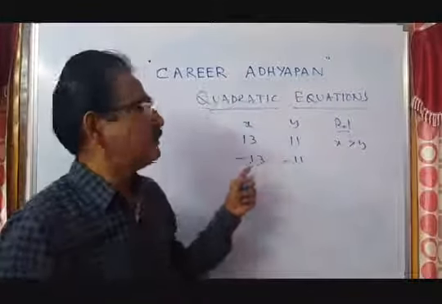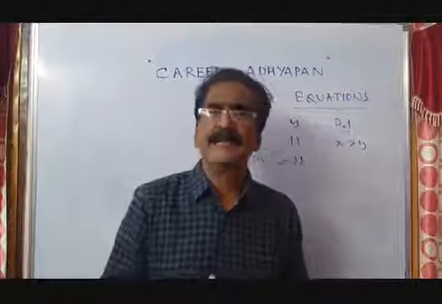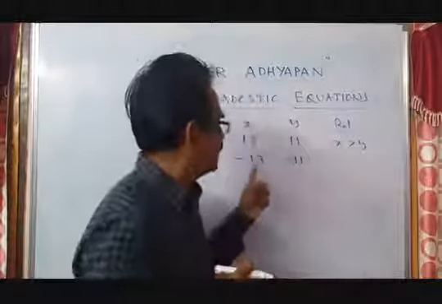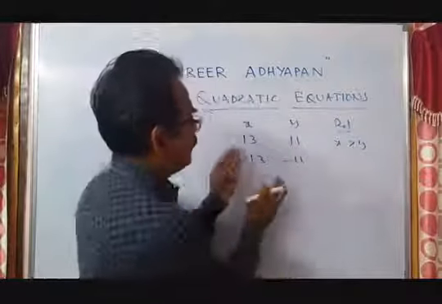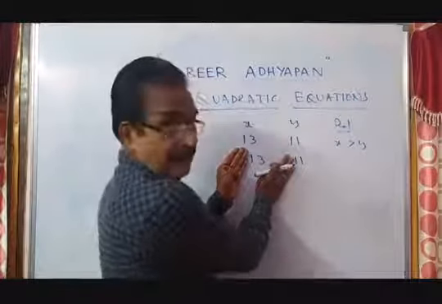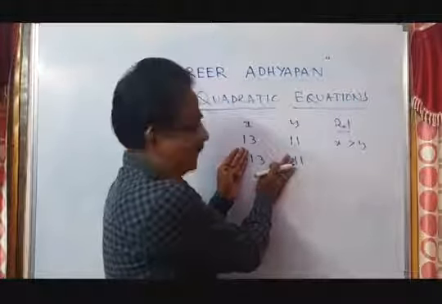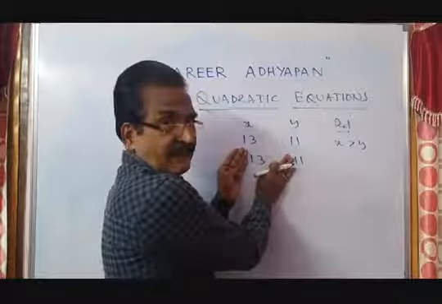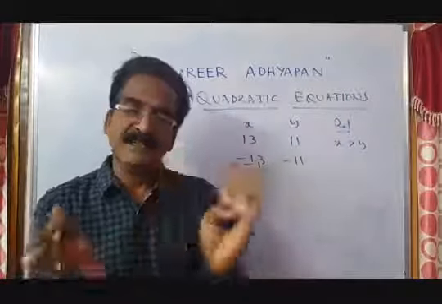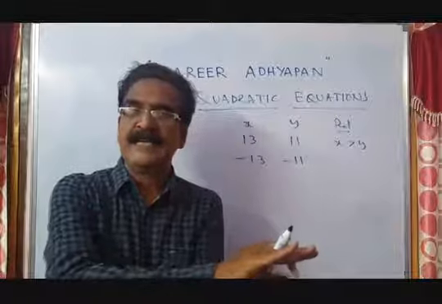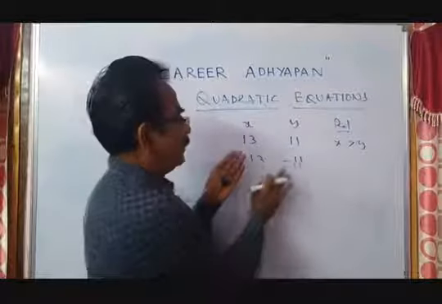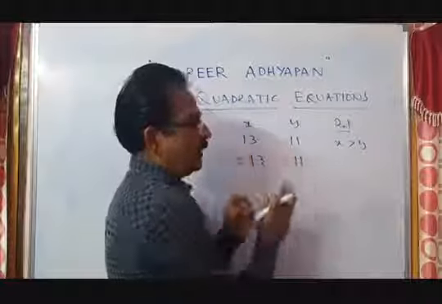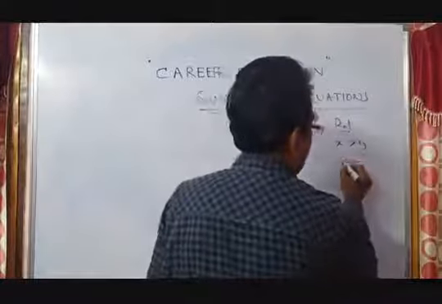Sometimes when a minus sign is there, we get confused whether this is greater than or less than. You simply do like this: you absent the minus sign. Now between 13 and 11, you can establish x greater than y. So by putting minus, the relation will be reversed. If there is no minus, x greater than y. If minus is there, x less than y.